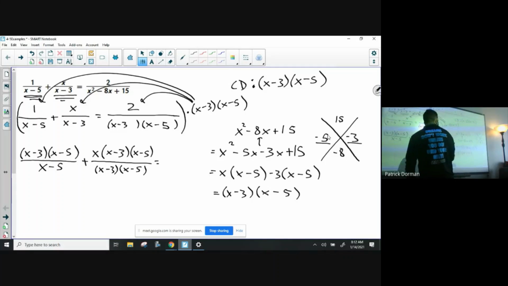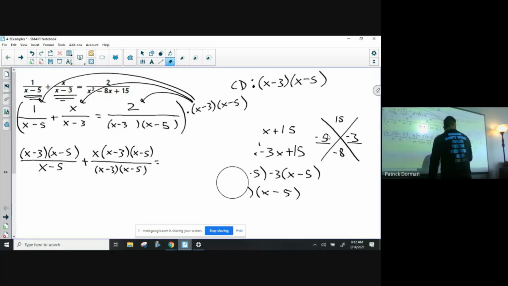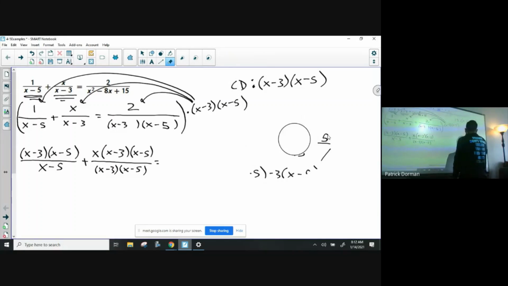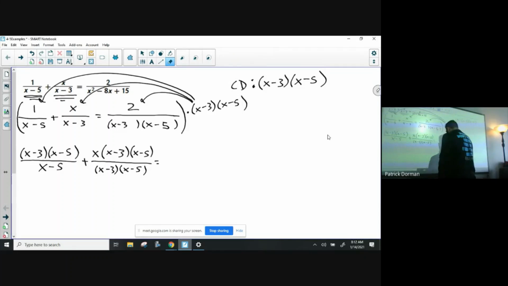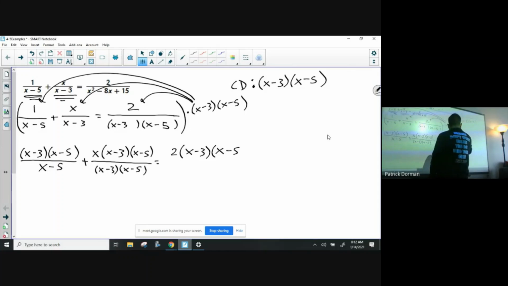And, well, I think I'm going to have to get rid of some of this factoring work over here. Hopefully you have it in your notes. I'm going to show you a quicker way to do that too. So then 2 times x minus 3, when we multiply this, times x minus 5, all divided by x minus 3 times x minus 5.